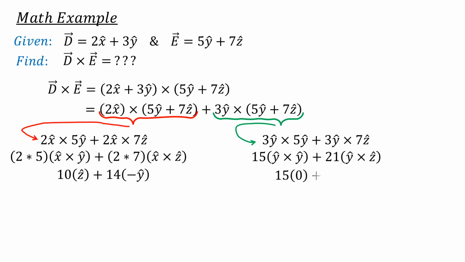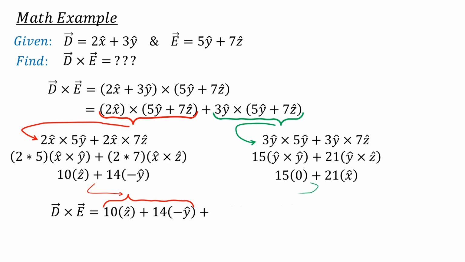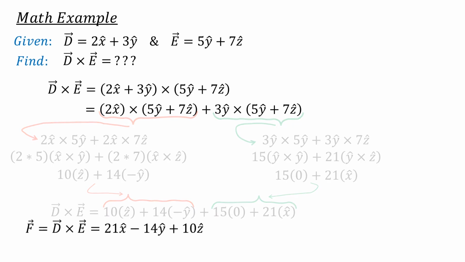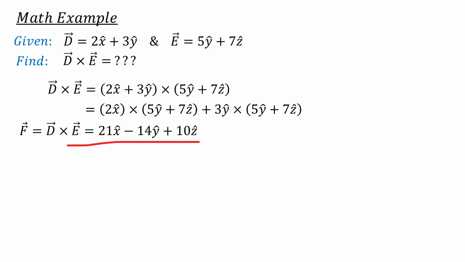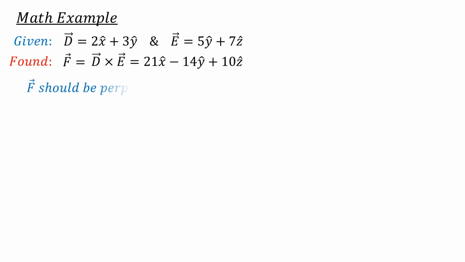And the cross product of y hat cross z hat is positive x hat. Vector d cross vector e equals 10 z hat plus 14 negative y hat plus 15 multiplied by 0 plus 21 x hat. Let's call this vector f. Vector f equals vectors d cross e equals 21 x hat minus 14 y hat plus 10 z hat. This new vector f should be perpendicular to both vectors d and e.